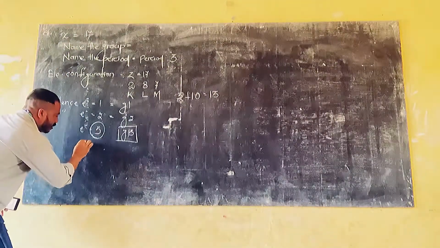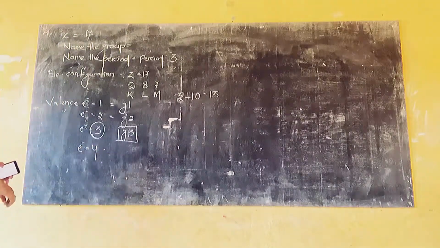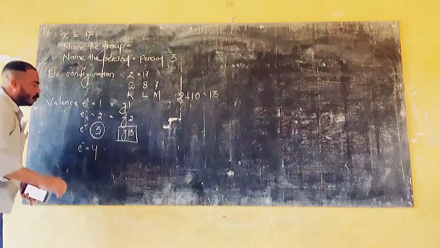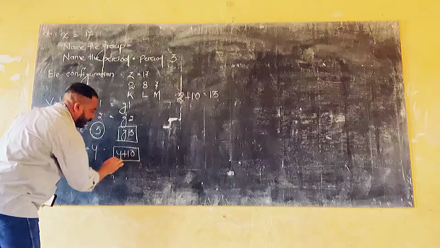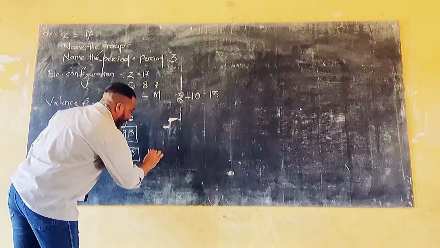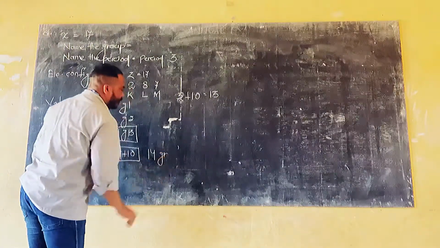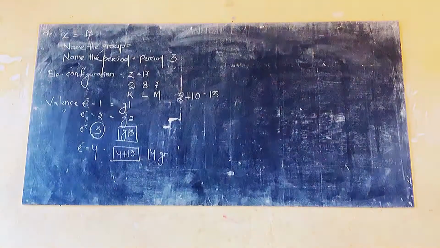Suppose valence electron is 4. 4 means what? More than 2. More than 2 means just simply add 10 to it and you will get the group number. Clear?